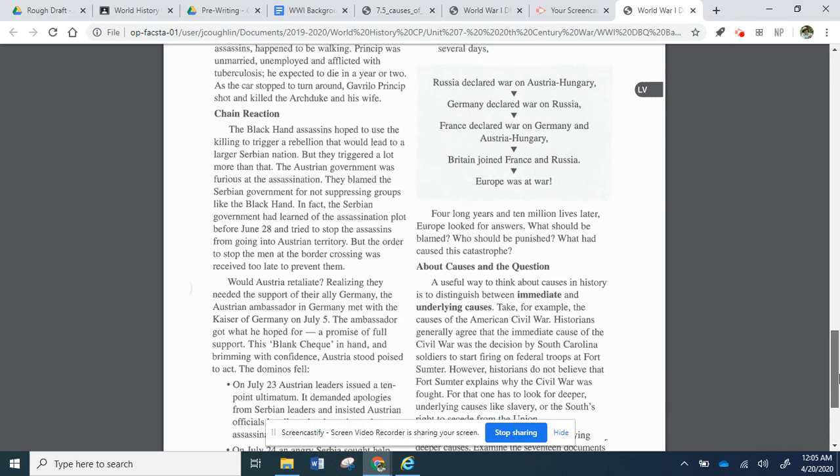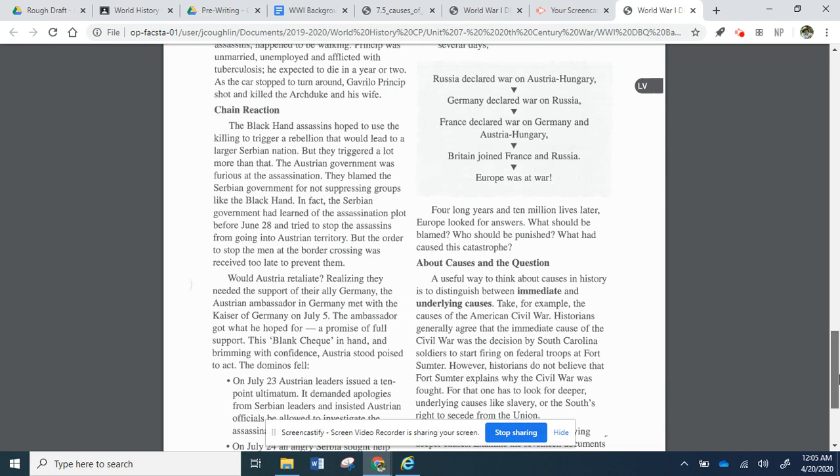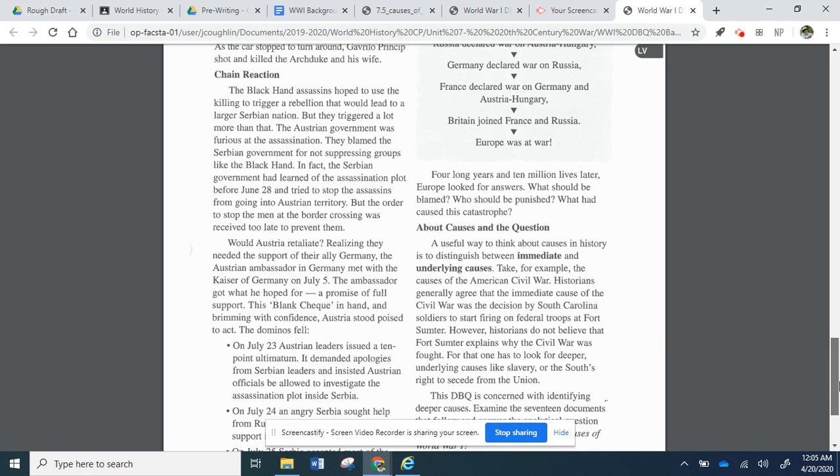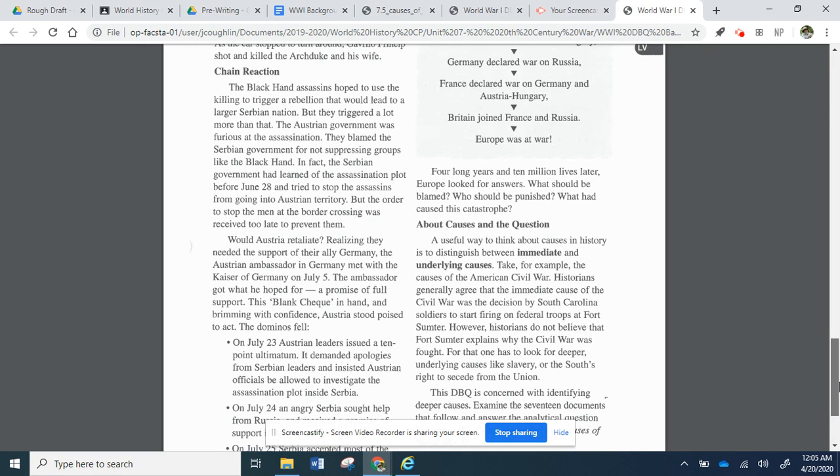Chain reaction. The Black Hand assassins hoped to use the killing to trigger a rebellion that would lead to a larger Serbian nation, but they triggered a lot more than that. The Austrian government was furious at the assassination. They blamed the Serbian government for not suppressing groups like the Black Hand. In fact, the Serbian government had learned of the assassination plots before June 28th and tried to stop the assassins from going into Austrian territory. But the order to stop the men at the border crossing was received too late to prevent them.